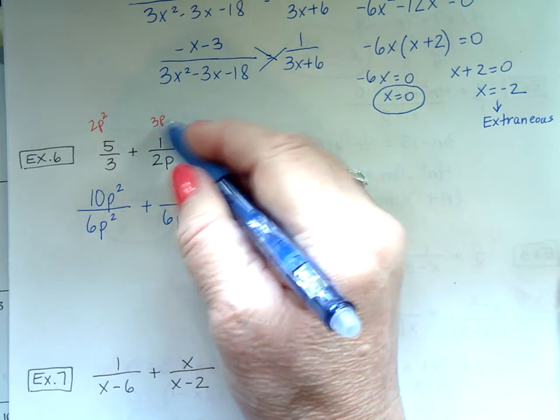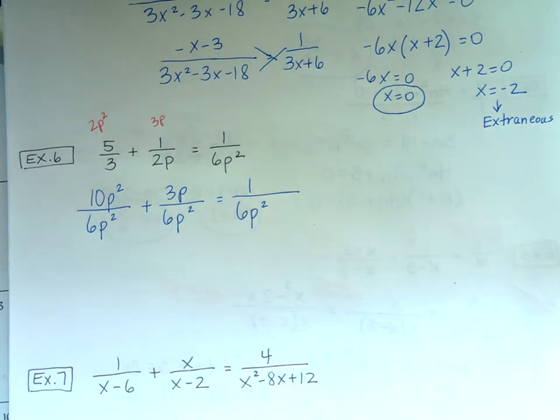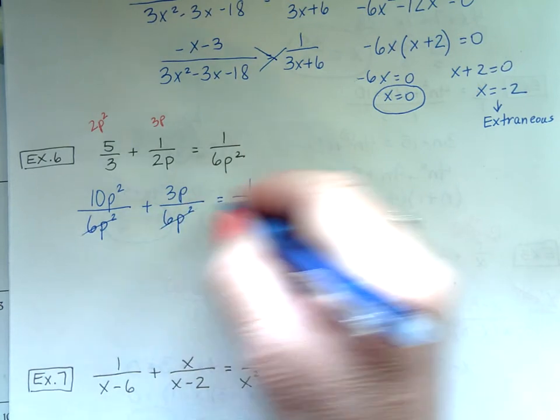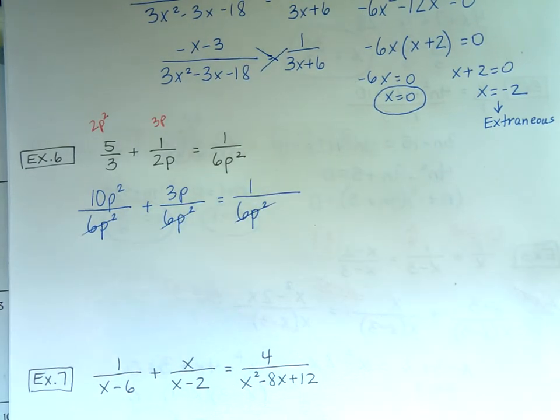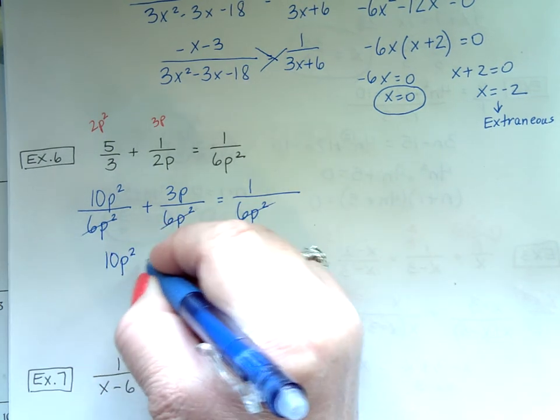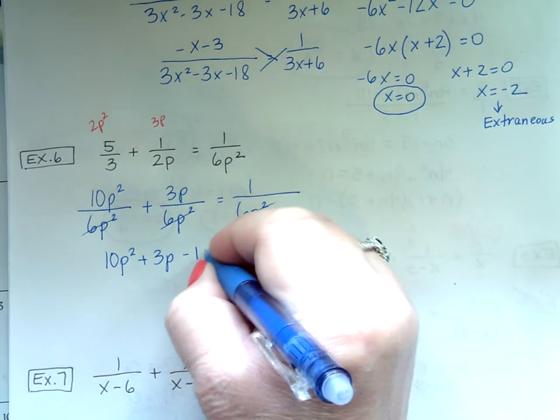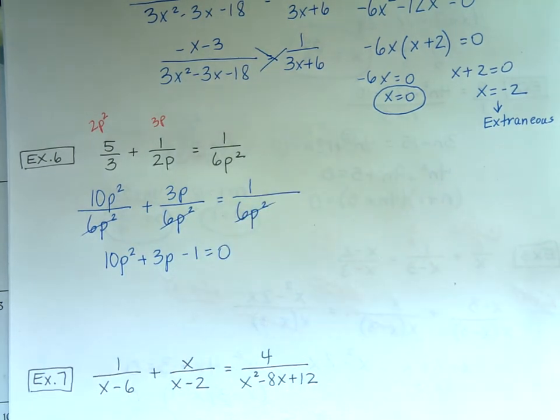3p times 1 makes this a 3p. This one doesn't need anything, he stays a 1. Once you have the common denominator all the way across, you can cancel them out. You're multiplying by 6p squared over 1, and it cancels them. So what you have is 10p squared plus 3p, I'm going to bring the 1 over, minus 1 equals 0, because the only way I can solve that, since it's a squared function, is to factor it.